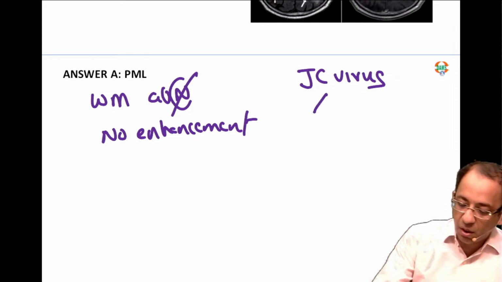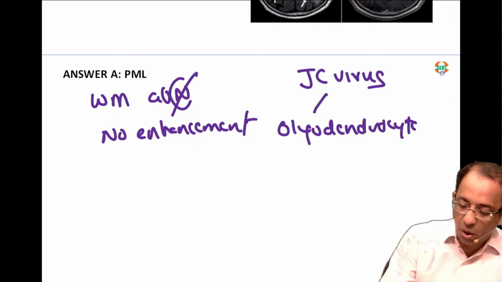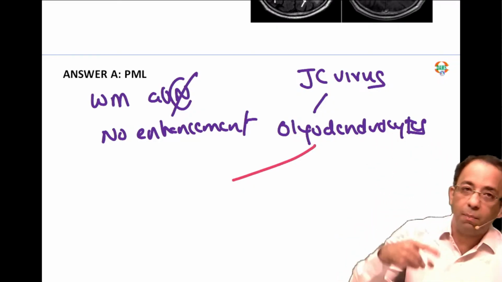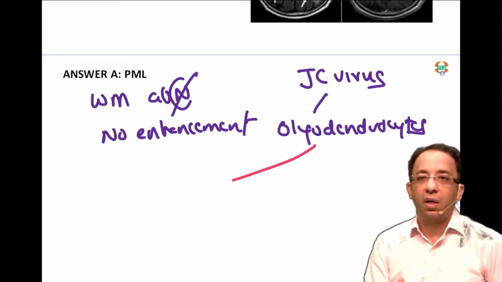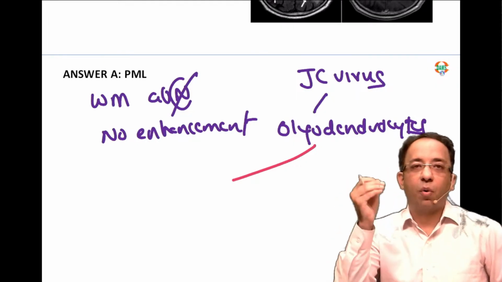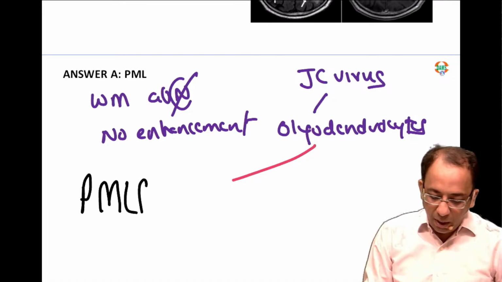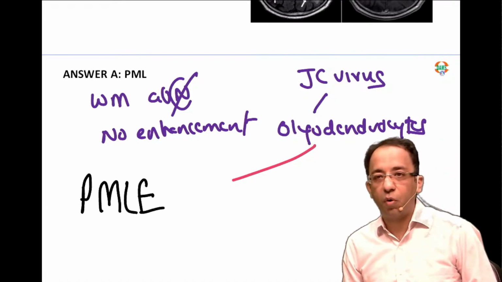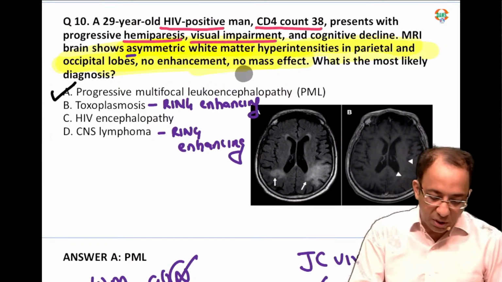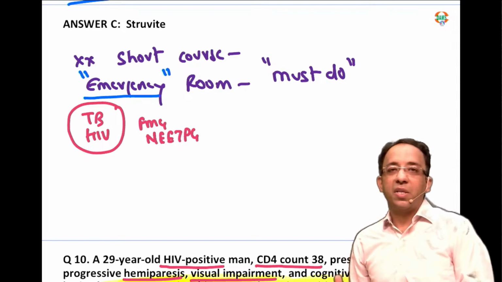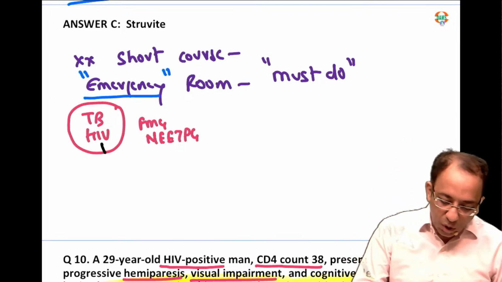This JC virus involves the oligodendrocytes. If the oligodendrocytes are diseased, then the myelination will be affected and you will have multiple multifocal white matter abnormalities, which is called PML, progressive multifocal leukoencephalopathy, which is the answer to the question. So in NEETPG they like TB and HIV both, but in INICET usually it is the HIV.